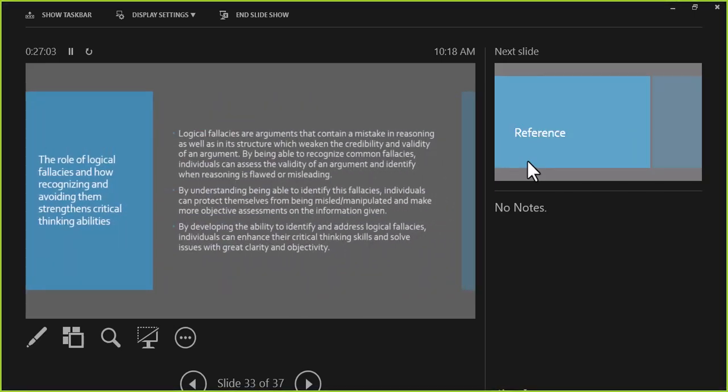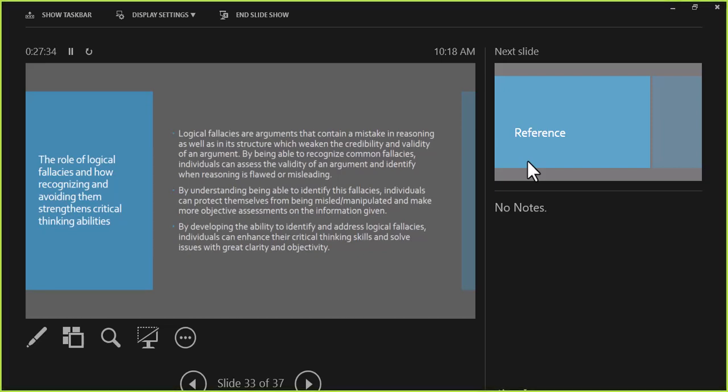And then finally, there is the role of logical fallacies and how recognizing and avoiding them strengthens critical thinking abilities. So we all know fallacies are just arguments with various mistakes or errors in their structure, which weaken the credibility as well as the validity of the argument. Being able to recognize these fallacies makes an individual assess the validity of an argument and identify whether the reasoning is flawed or not, which is also a key point in critical thinking.